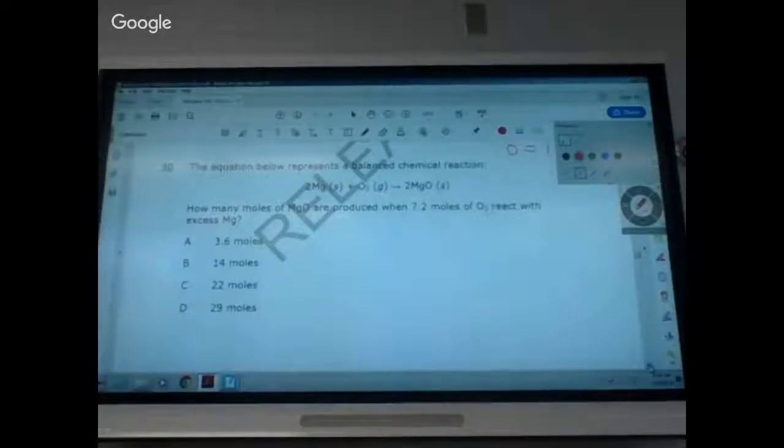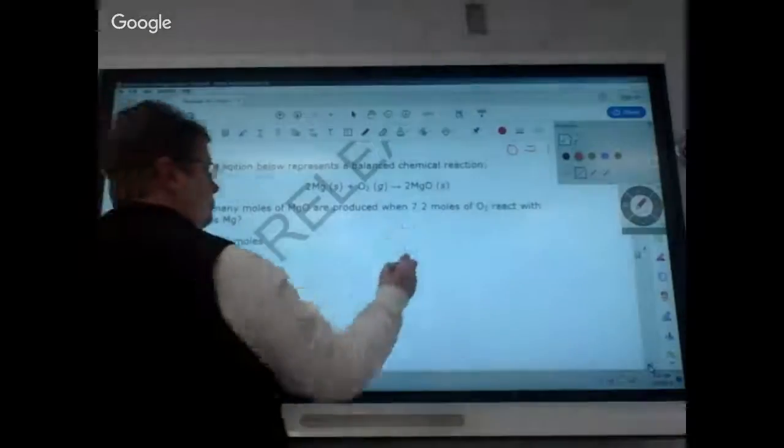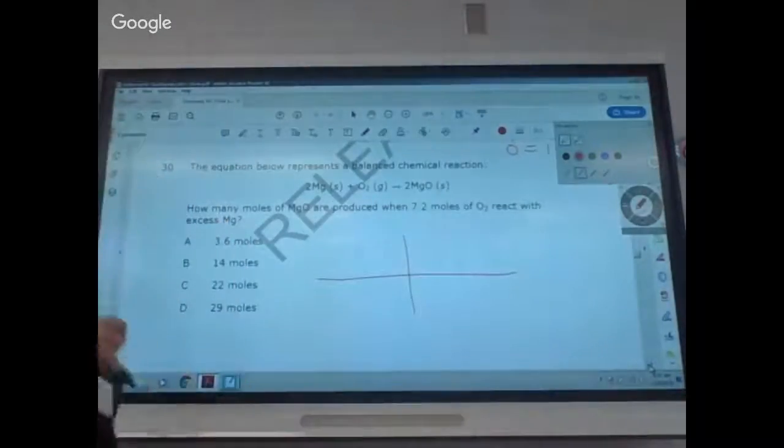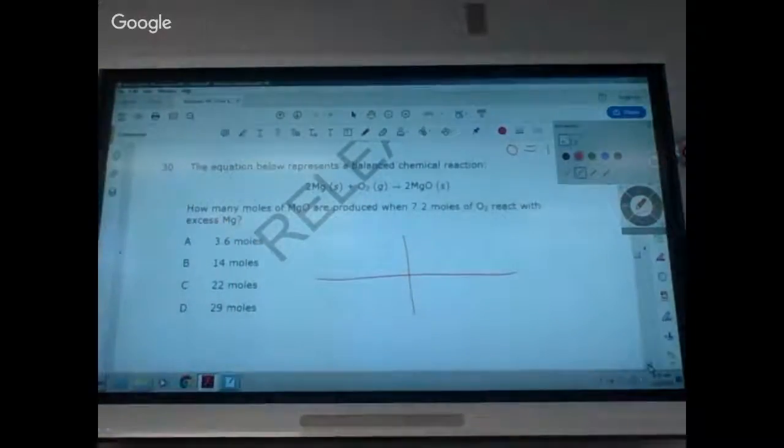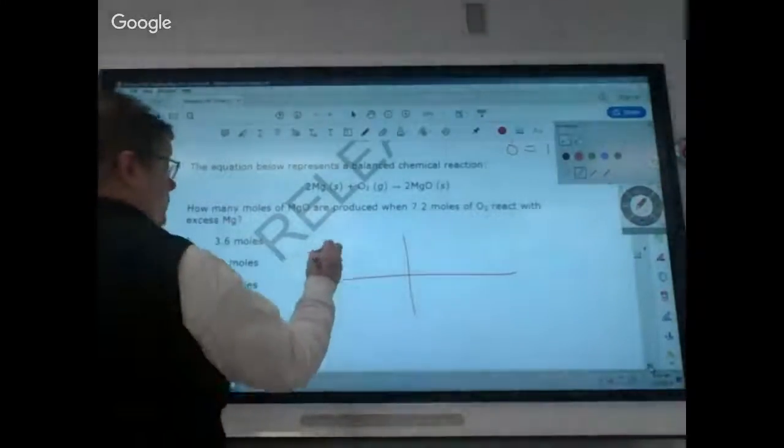Number 30. If you have moles and you have to go to moles, set up your chart. Guys, shut up. A few people do want to review. The rest of you, if you do badly, you get what you get. I will not help you.